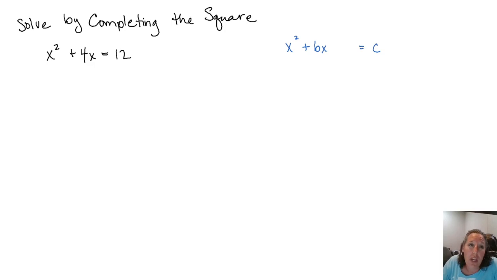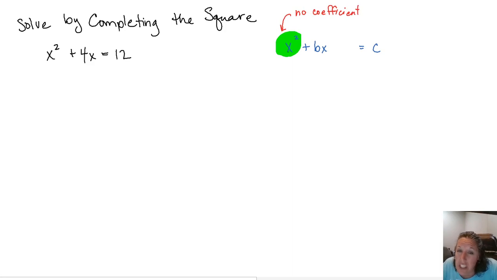Now, I do want to point out something real quick. This is a 1x squared. There is no coefficient on our x squared. That has to be our starting point. So if there is a coefficient there, and we're going to look at an example in just a minute that has one, we're going to have to divide that out to get rid of it.